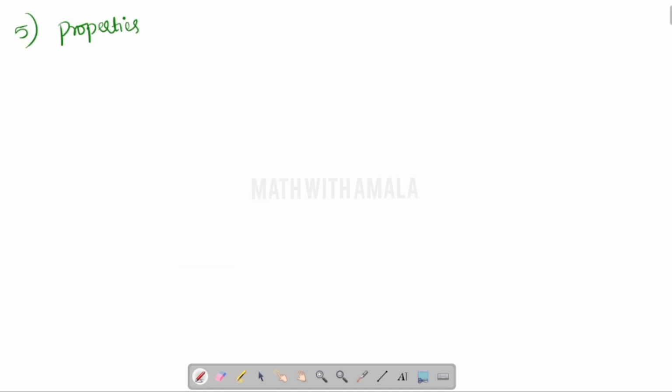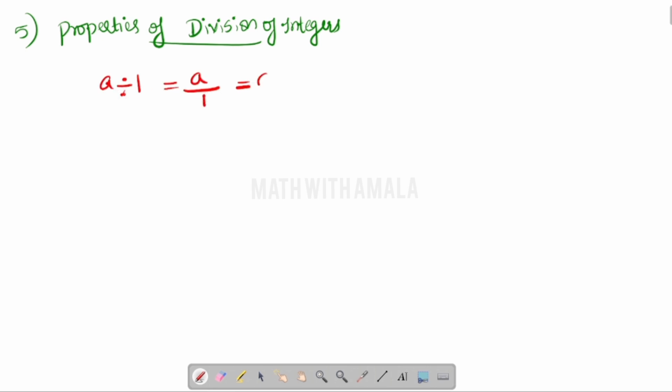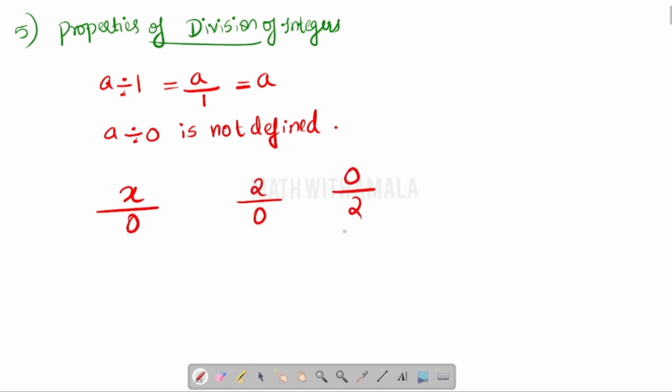Next, the last topic is properties of division of integers. The first property is A divided by 1. Any number divided by 1 is that number itself, and division by 0 is not possible since division by 0 is not defined. So whatever the numerator, the denominator should not be 0, but the numerator can be 0.